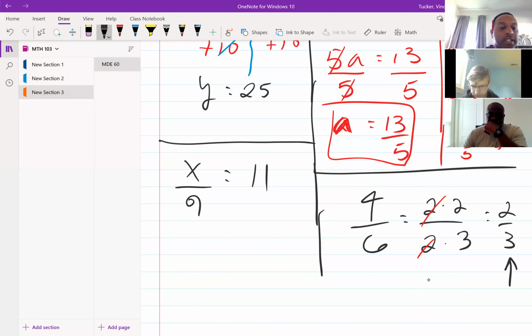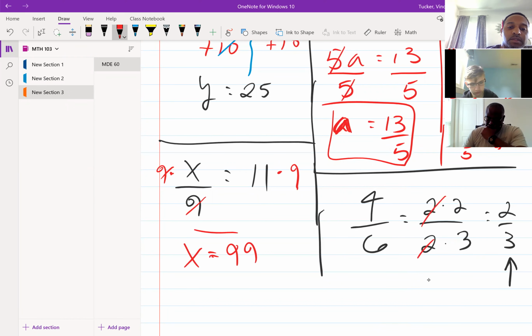All right, so last one of this type, we have x over 9 equal to 11. So x divided by 9, you're going to multiply both sides by 9. 9's cancel. Final answer is x is equal to 99.